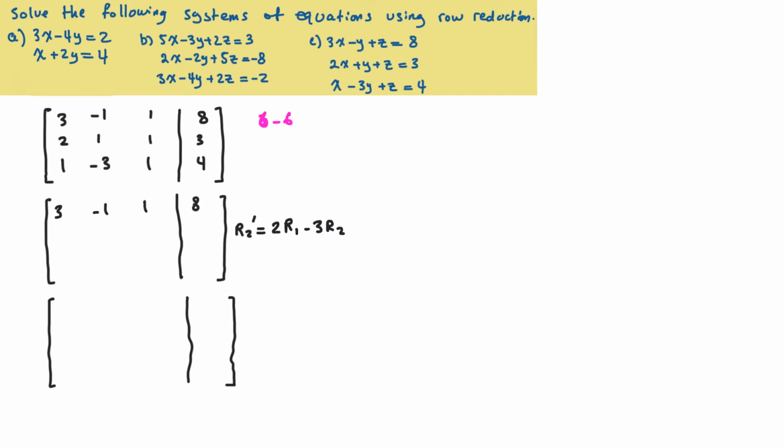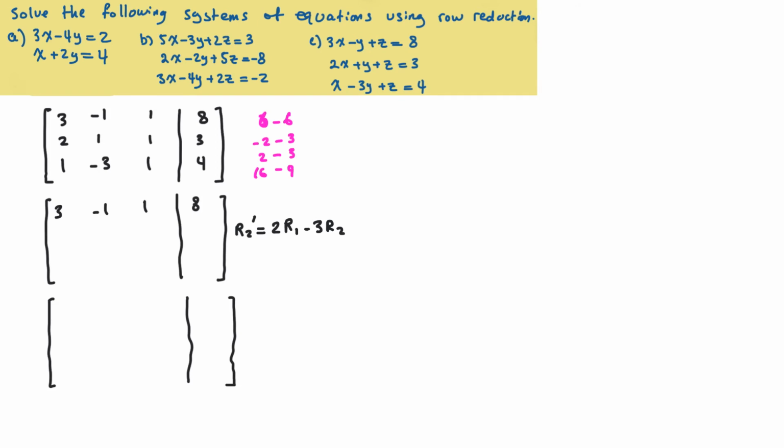And I'll do all the 2 times first. So 2 times R1 is going to be negative 2, 2, and 16 for the coefficients of y and z, and then the constant. And we're going to subtract that by 3 times R2. So 3 times R2. For x, it would be 6. For y, it would be 3. For z, it's going to be 3. And for the constant, 3 times 3 is going to be 9.